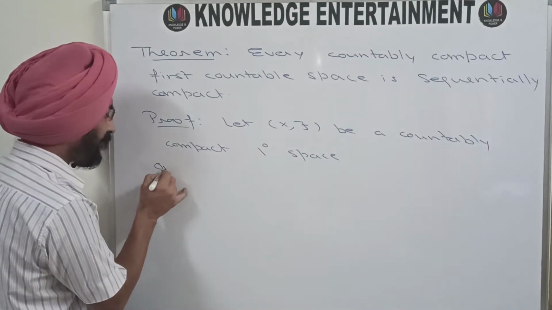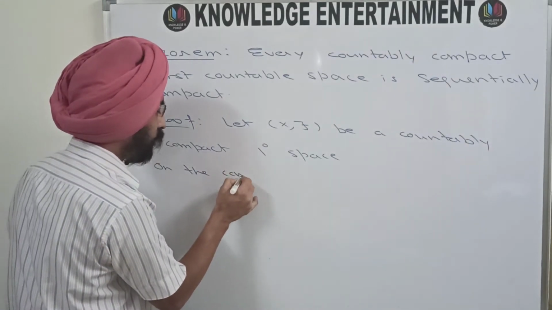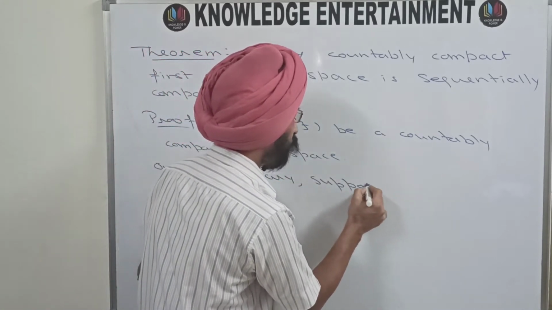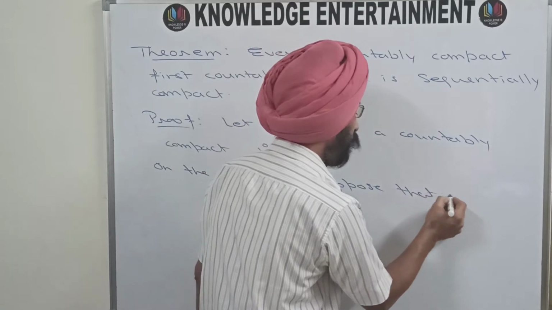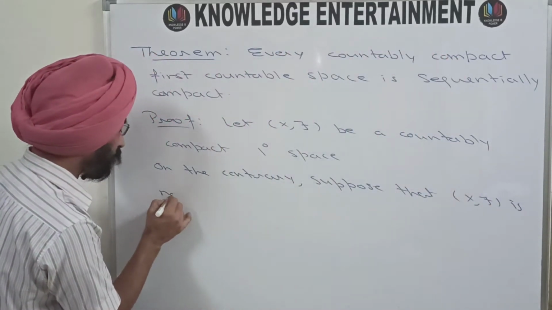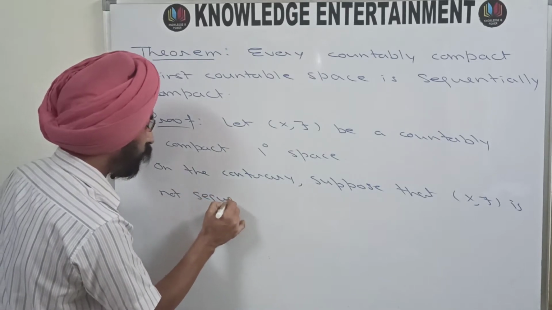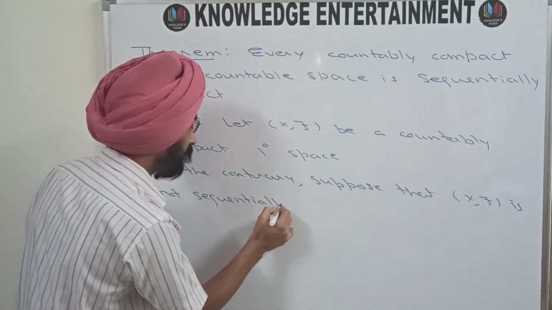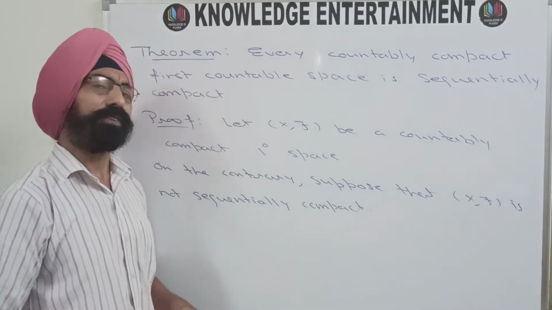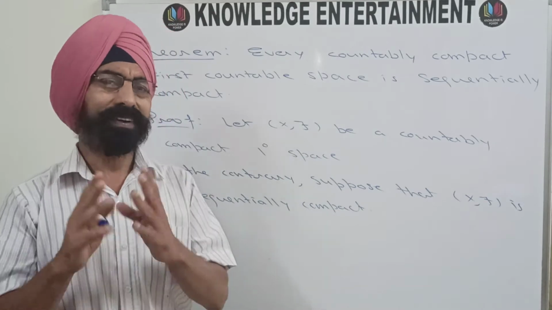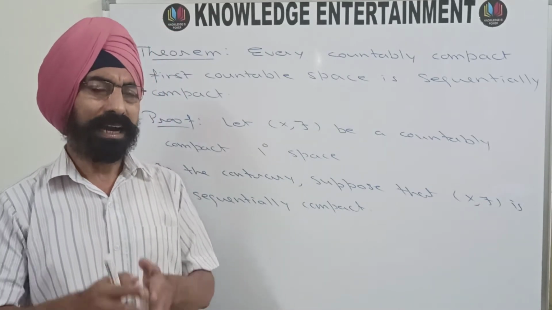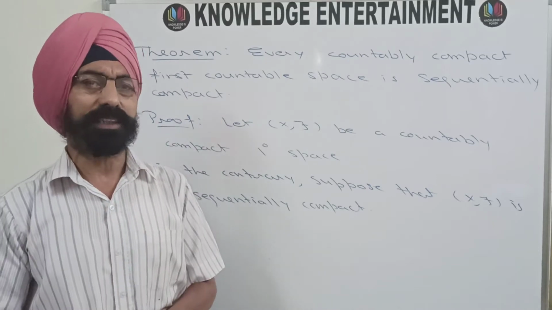So on the contrary, suppose that your (X, tau) is not sequentially compact. What the definition of sequentially compact space says is that every sequence must have a convergent subsequence.